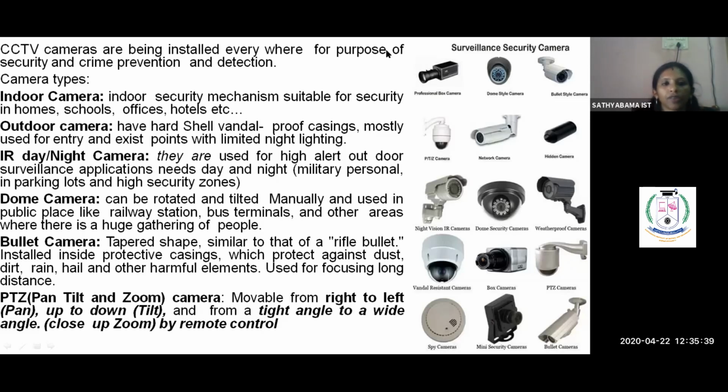Bullet camera has a tapered shape similar to that of a rifle bullet, installed inside a protective casing which protects against dust, dirt, rain, and so on. Then we have pan tilt and zoom cameras, that is PTZ cameras, movable from right to left, up and down, and from tight angle to wide angle by remote control.